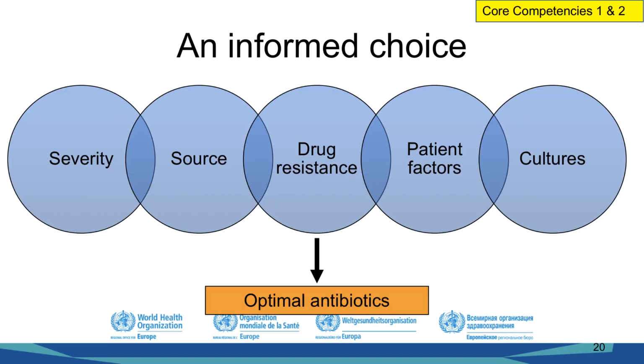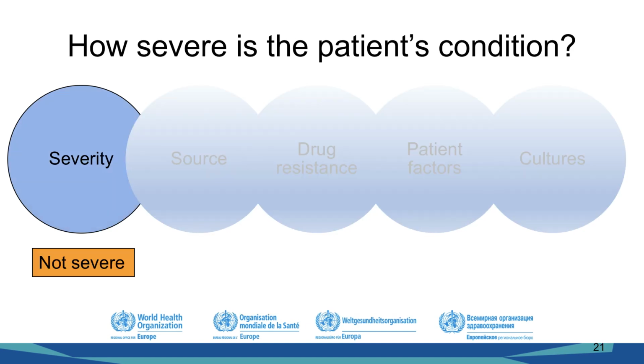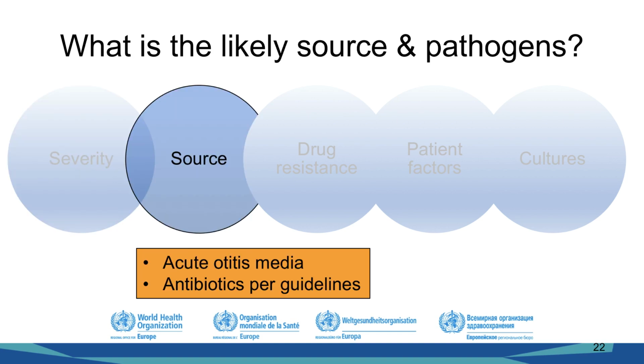Let's return to our case and address the patient and epidemiologic factors introduced in the basic modules. First, how severe is this patient's condition? This baby, who is alert and tolerating oral feeds, does not require hospitalization. What is the likely source of this infection, and what are the likely pathogens? You diagnose acute otitis media. Her physical examination is notable for classic findings of relatively severe acute otitis media. She has evidence of a middle ear effusion and middle ear inflammation with bulging, erythematous, and immobile tympanic membrane.